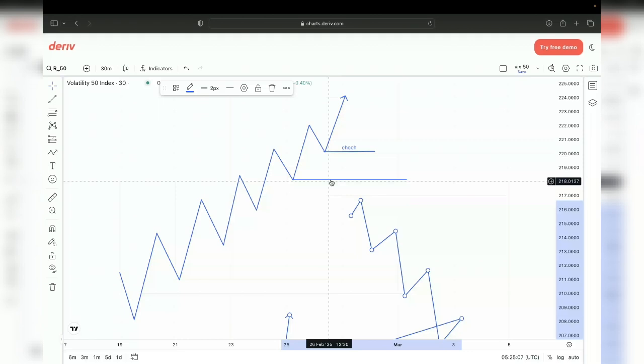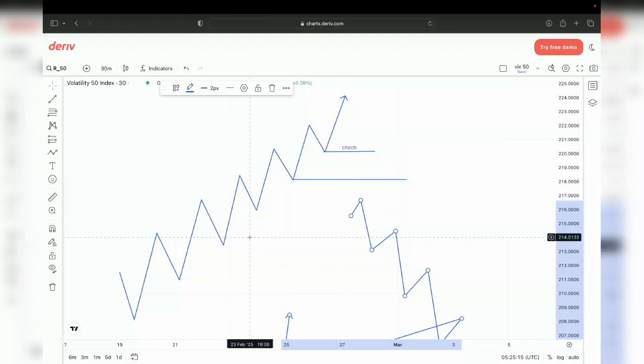A major change of character occurs in the higher time frame. You may say the higher time frame is from 3 hours, 4 hours and above. Lower time frame we can say 2 hours, 1 hour, 30 minutes, 15 minutes. For beginners, you have no business going below at least 30 minutes. So this low being taken out is a change of character for basic market structure, but for advanced market structure, two lows have to be taken out.